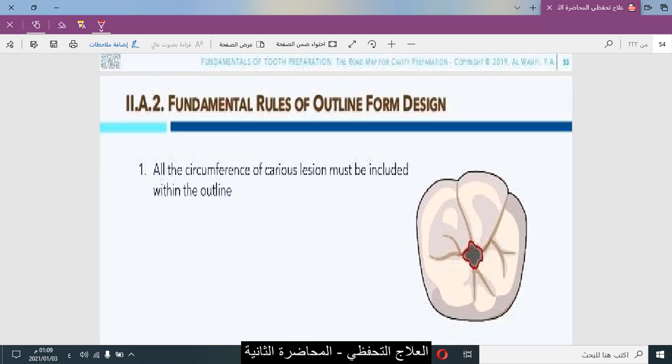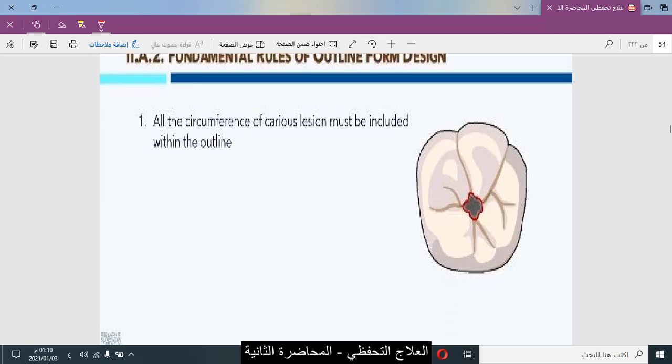So when we remove or deroof the cavity, the caries lesion will be clearly seen and outlined by normal tooth, about 0.5 millimeter of sound tooth structure around it, to be easily accessed to the caries and remove it.